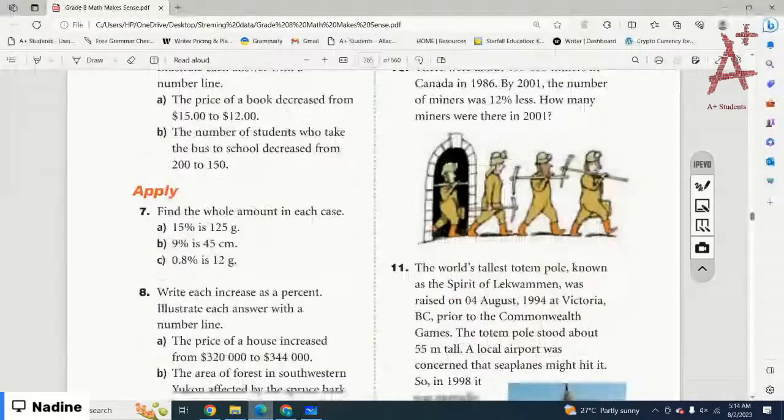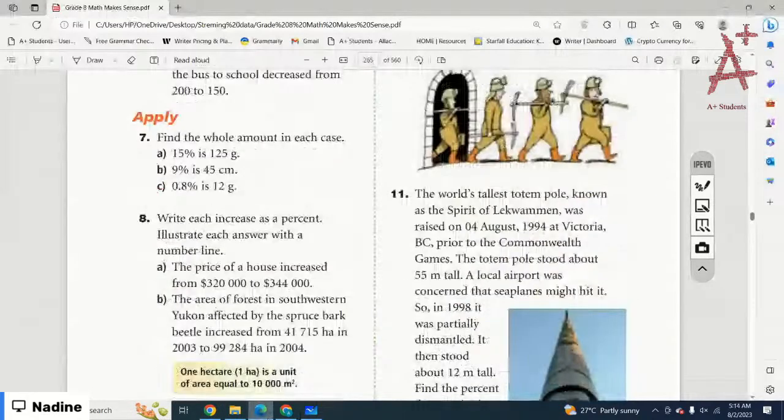Okay, let's start with question number 7. Find the whole amount in each case. 15% is 125 grams. Basically, you are given that 15% of something is 125 grams. You have to calculate the original value, right? 15% is 125 grams.